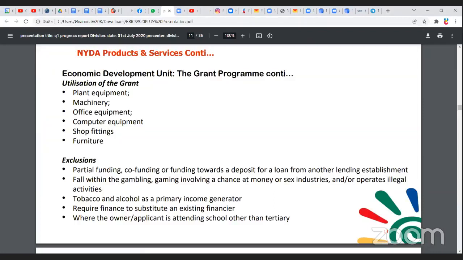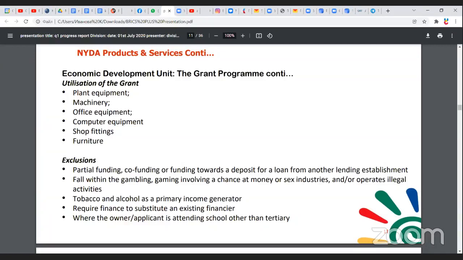What would we use the grant for? The grant can be used for plant equipment, machinery, office equipment, computer equipment, shop fittings, or furniture. But in terms of the assessment, when the assessment is done, that is when they would be able to see what exactly you need.